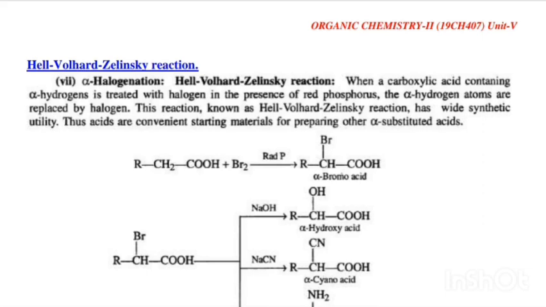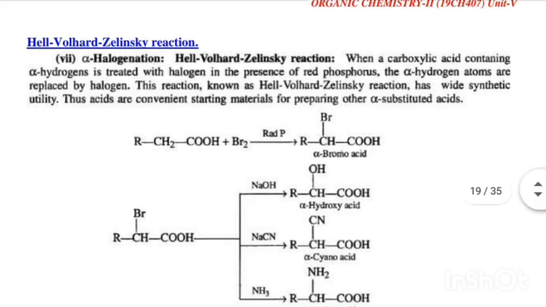After bromination, we can replace the bromine with some other reagent and convert it to some other functional group. Thus, acids are convenient starting materials for preparing the alpha substituted acids.